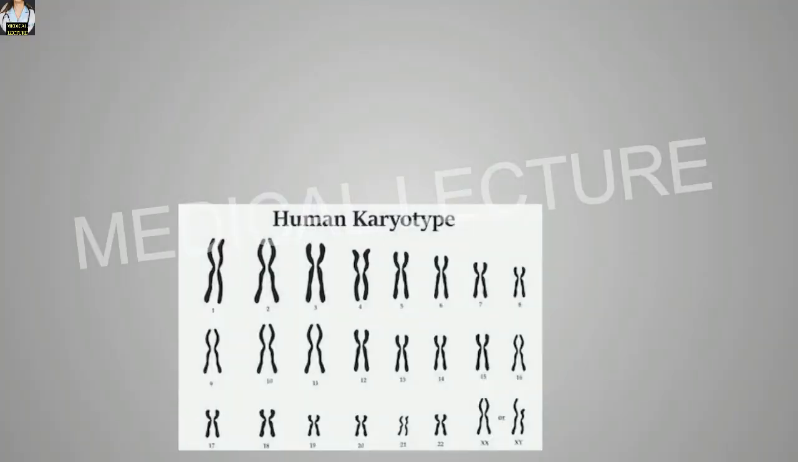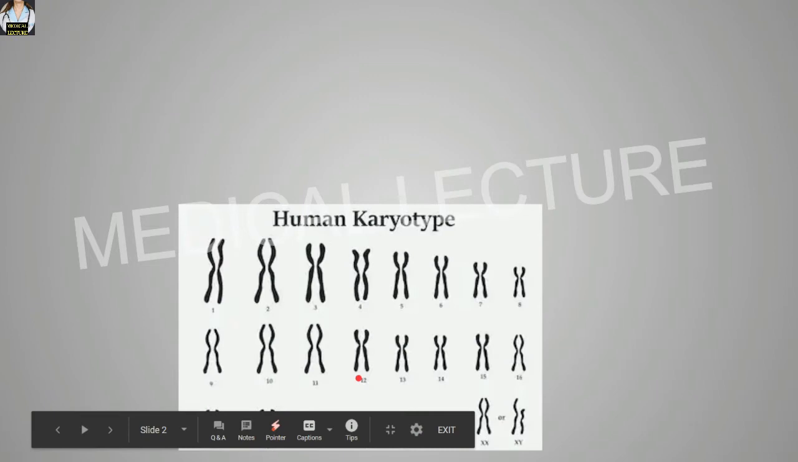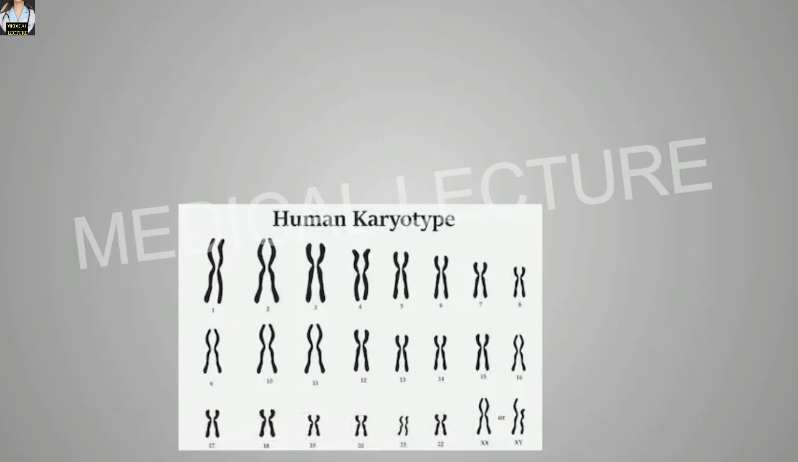Now first of all, karyotyping. What is karyotyping? Karyotyping is the process by which photographs of chromosomes, as you can see over here, are taken in order to determine the chromosome complement of an individual, including the number of chromosomes, and to find out any abnormalities in the chromosomes.